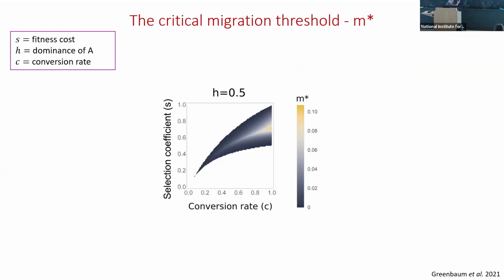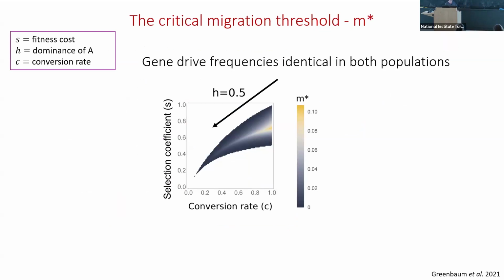And we can now look at it for all possible gene drives. So this is all the conversion rates and fitness costs for an additive gene drive. And what you can see is that there's a large part of the parameter space that's white, right? And so gene drives in these parameter spaces don't have any differential targeting ability. The gene drive frequencies at equilibrium are always going to be the same in the two populations.